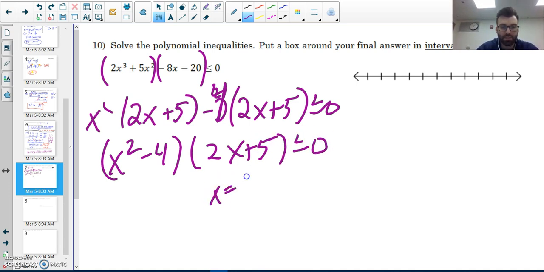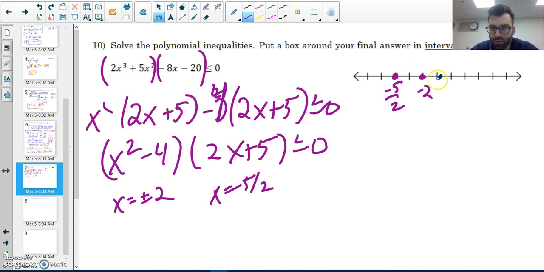X equals negative 5 over 2. And this is going to be plus or minus 2. So my points here, I got negative 5 over 2. I'm going to space these out just because I don't want to write them right next to each other. Okay. The checking portion.